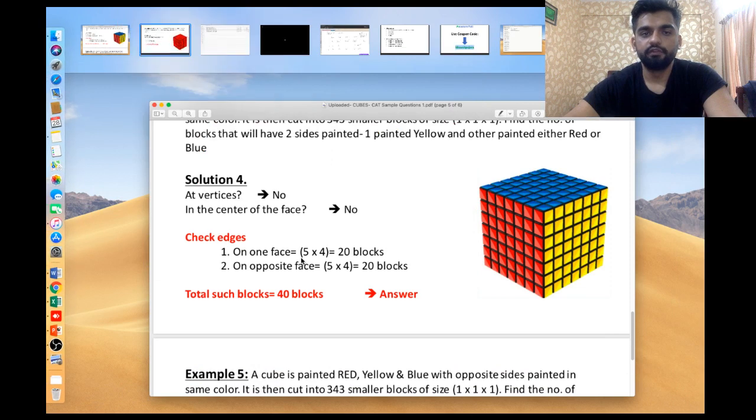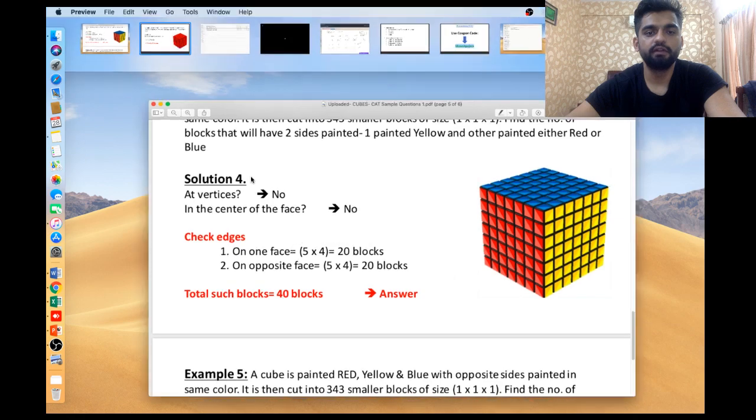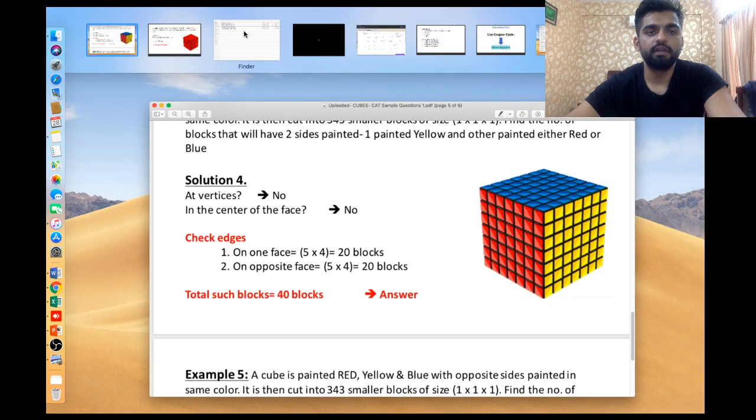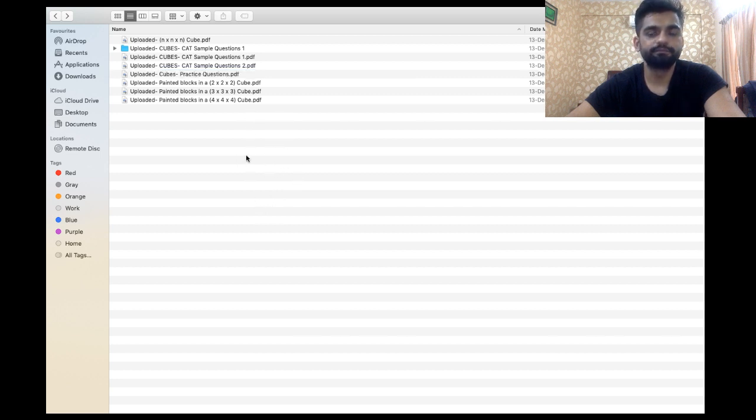Okay, this was just to introduce cubes as a concept to you. I hope it's clear. I hope the formula is clear. We first solved 2 into 2 into 2 cube to help you visualize what can be done. Then we move to a more easy approach, which is using formula for higher cubes, right?